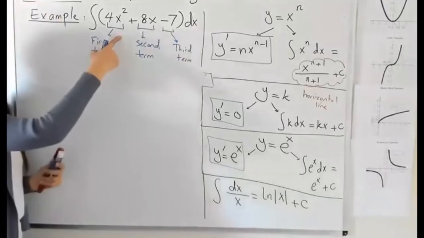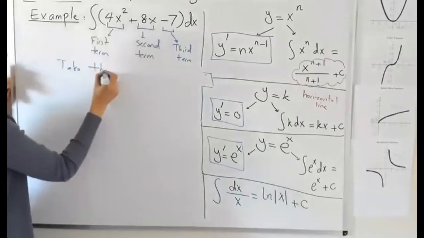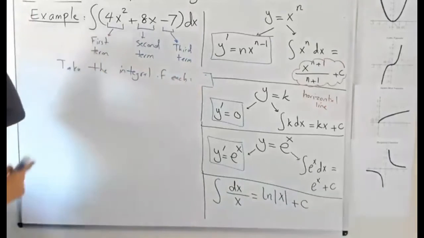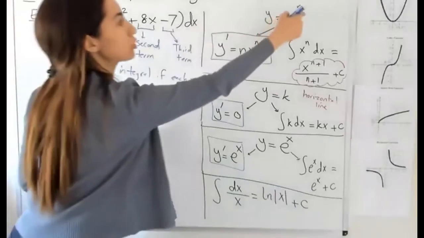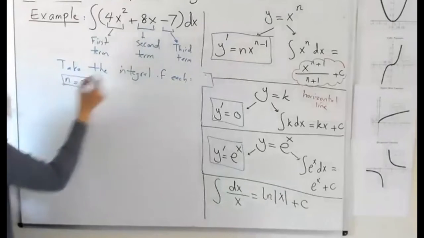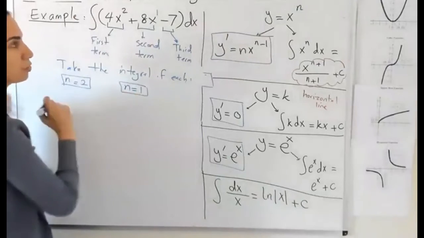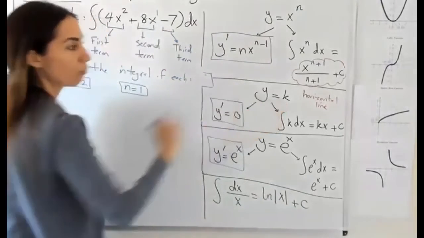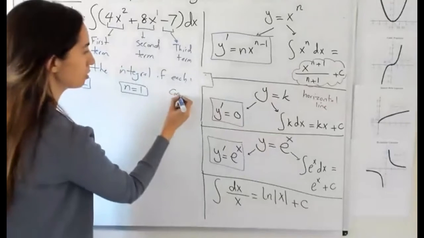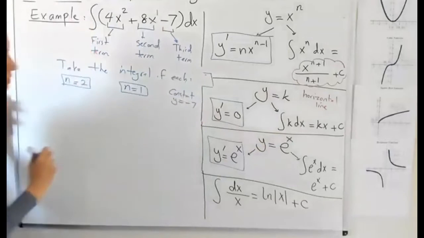So we're going to take the integral of each of these separately. Take the integral of each. So the integral of 4x squared. This is very similar to x to the n, and as you can see, n is equal to 2. This guy has exponent 1, so n is equal to 1. This is just a constant, like y equals k. You have to follow the formula for y equals k. So constant y equals k, where k is negative 7.